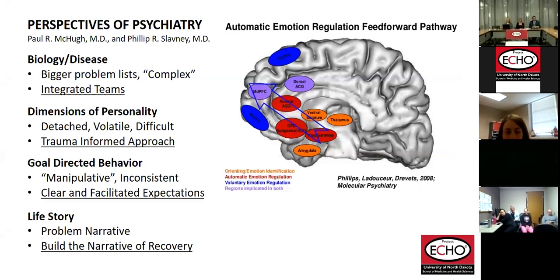Again, these individuals have lived different lives than many of us have, and oftentimes their ways may seem manipulative and inconsistent. And if we use those words, that's really going to be a giant axe to treatment. So it's important to have clear and facilitated expectations in addressing this.